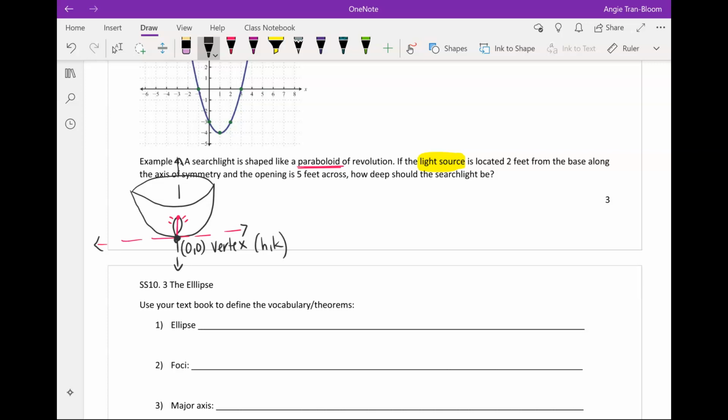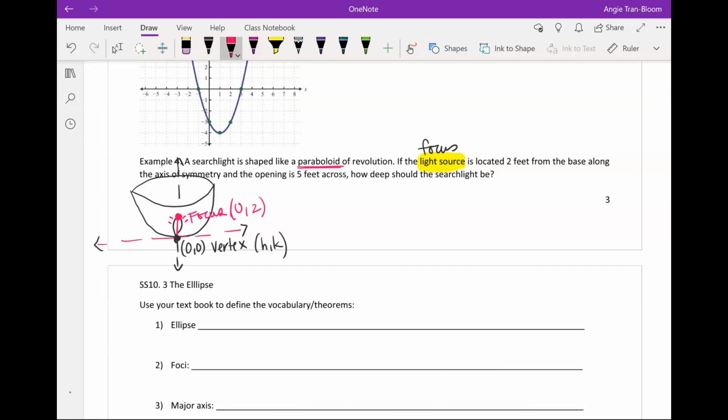Now the word light source, this is where the focus is. They gave it to us. The focus is right now at (0, 2). The reason I know (0, 2) is because this is a parabola opening upward.